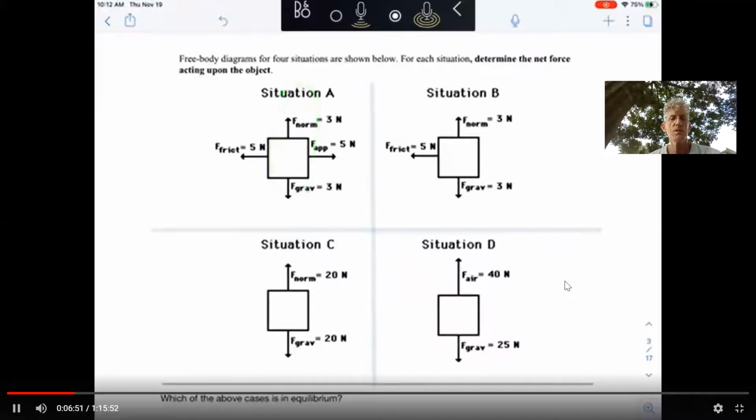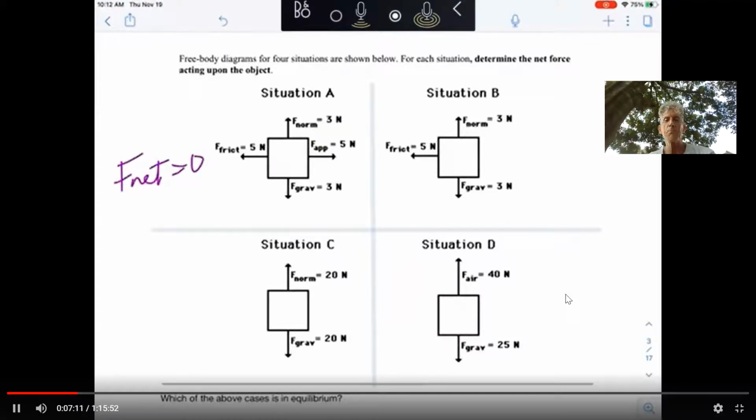Okay, so it looks like the vertical forces were balanced, and the horizontal forces are also balanced. So there is no unbalanced force, so net force is 0 in situation A. Let's look at situation B. The vertical forces look like they're balanced, no net force in the vertical, but the horizontal are unbalanced. So the net force would equal 5 newtons to the left. It would equal the friction.